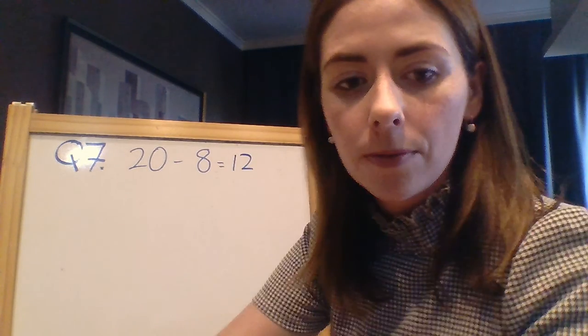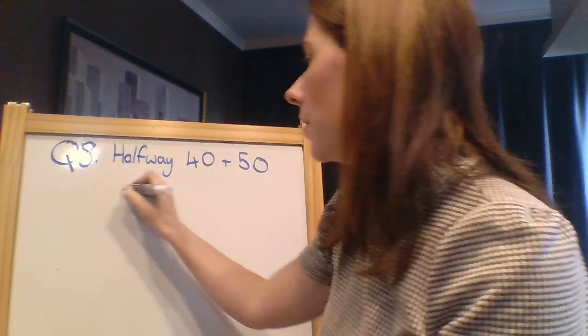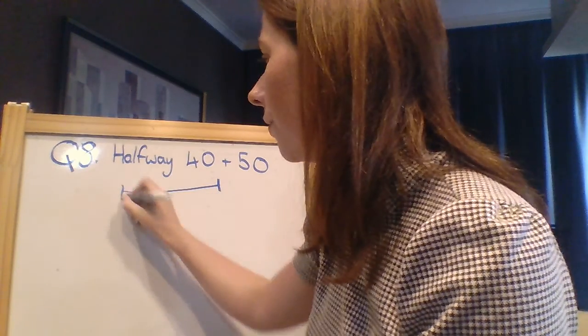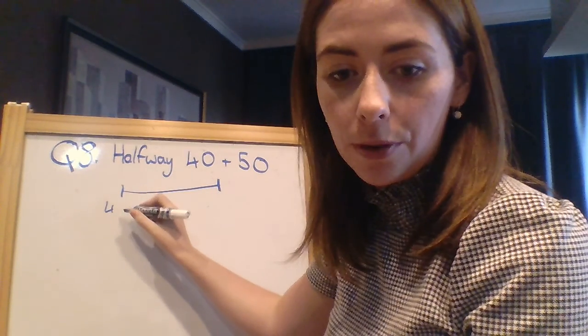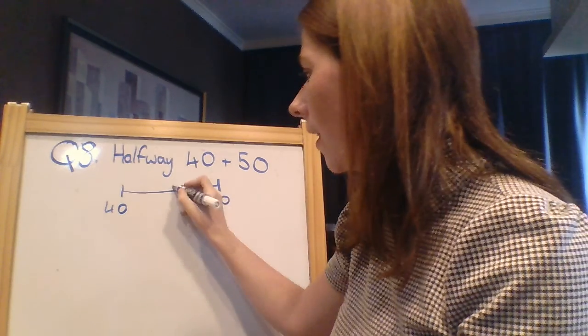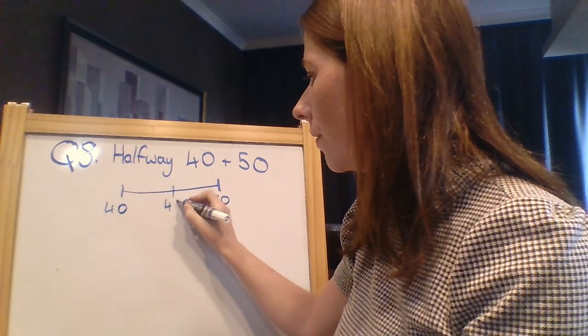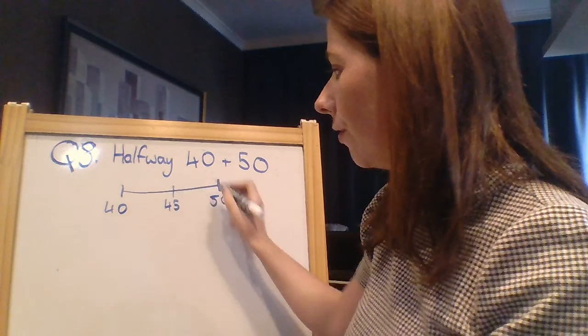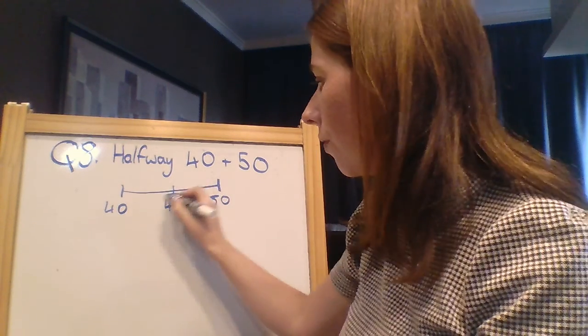Okay. And this question asked us, what's halfway between 40 and 50? So I know if I draw a number line, I have 40, and then I have 50. Okay, and I know that halfway is always 5. So we have 5 here and then 5 here. So the answer is 45.